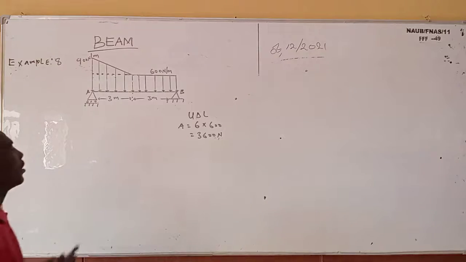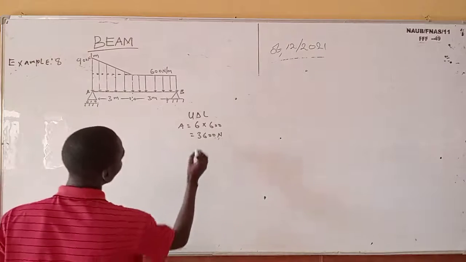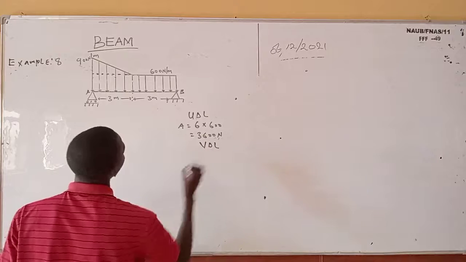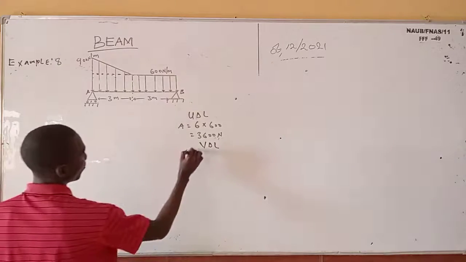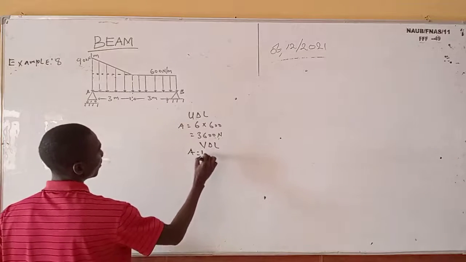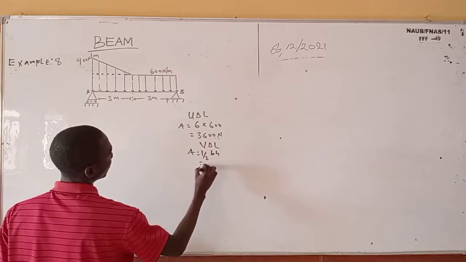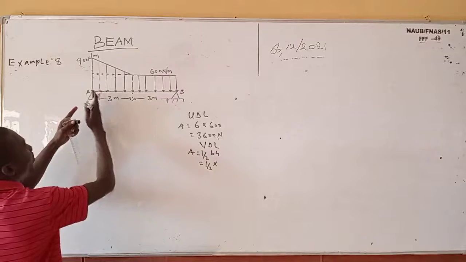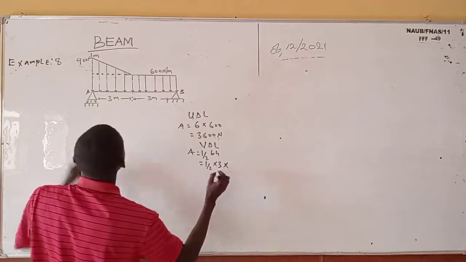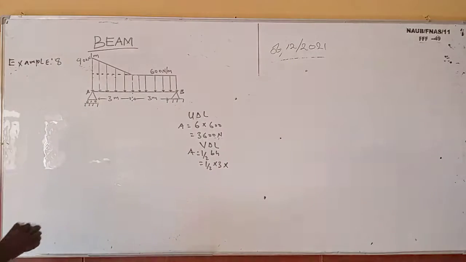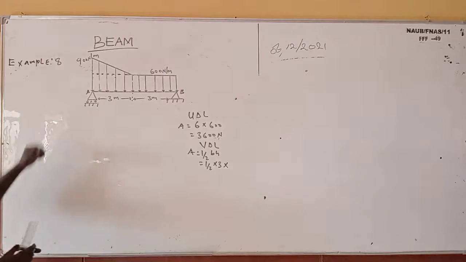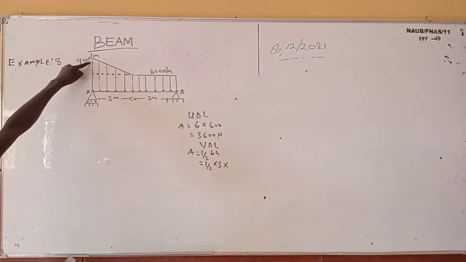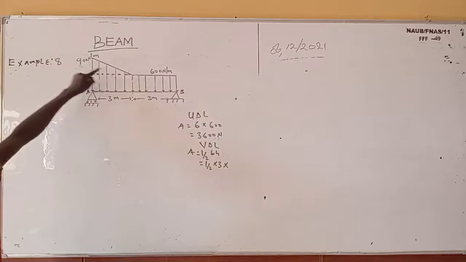Now, but for variable distributed load, VDL, the area is going to be the area of a triangle, which is half base times height, which is half times base. The base is from this point to this point, which is 3, times the height. Now, is the height 900? No, it cannot be 900. From this point to this point is 900.